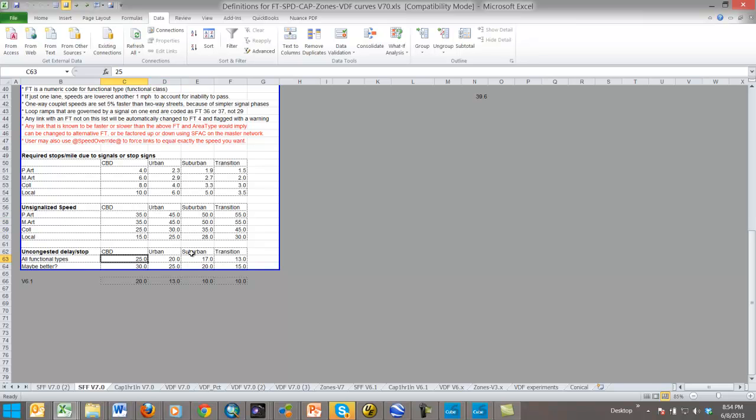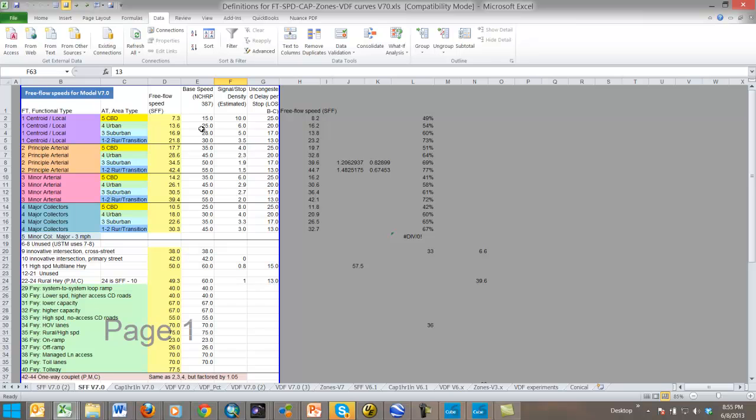Now this one is the uncongested delay per stop. So if the stoplight catches you and you have to stop, this is our guess at how long you're going to end up sitting there before it turns green again and you can go again. So you put all that in and shake it up, and this kind of gnarly equation is turning times into speeds, and that's what it's doing.